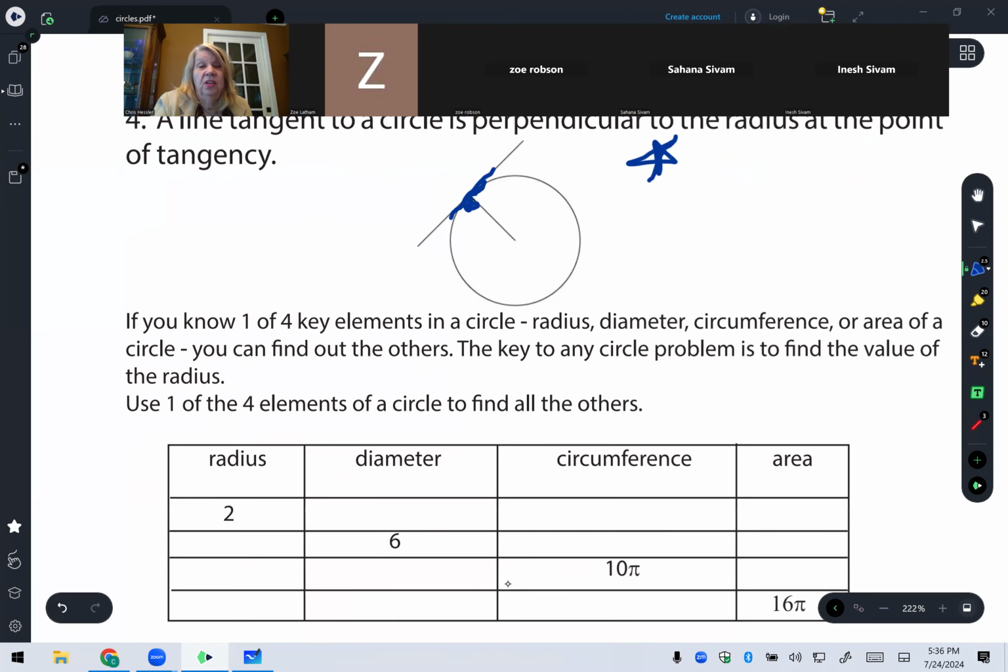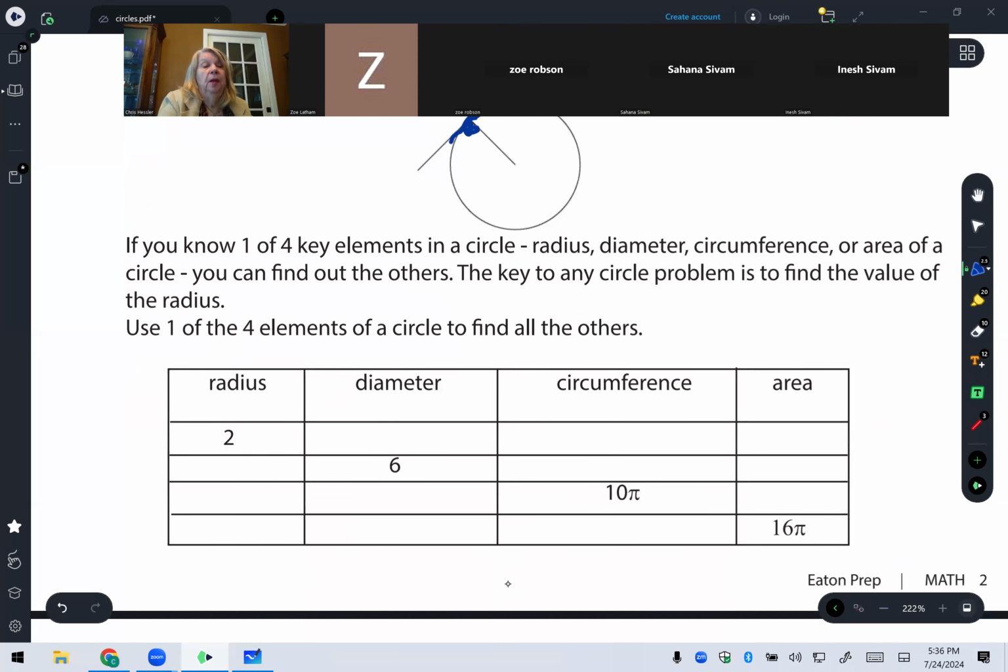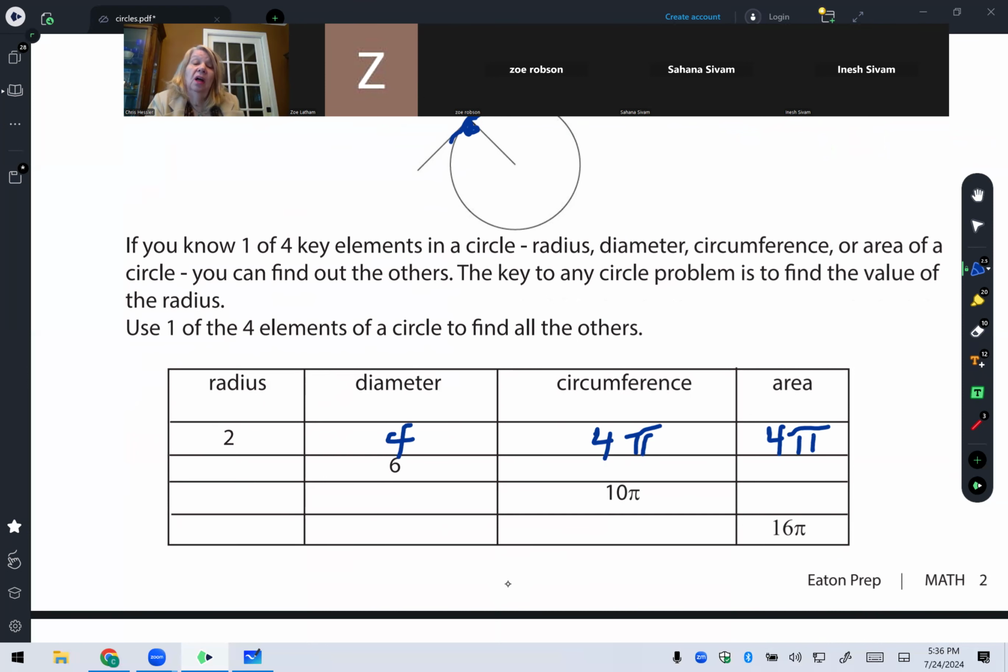Okay, so we're going to fill out this chart just to get you going. If the radius is 2, the diameter would be 4, the circumference would be 4 pi, and the area would be 4 pi, which is a little unusual, that the area would equal the circumference, because I think this is maybe the only circle that does that. So keeping everything in terms of pi, which they usually do, can you take a couple seconds and fill out this chart? Could you put the formula somewhere?